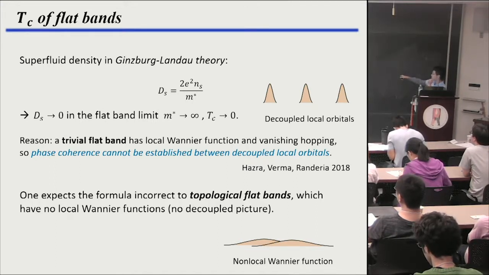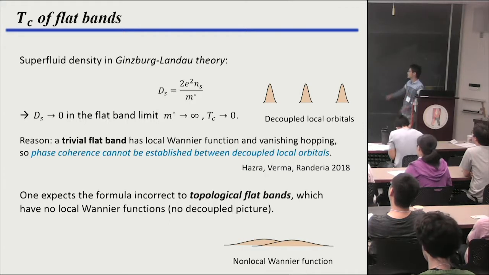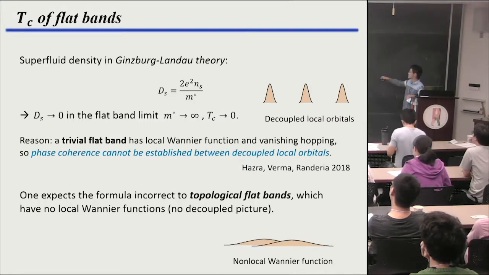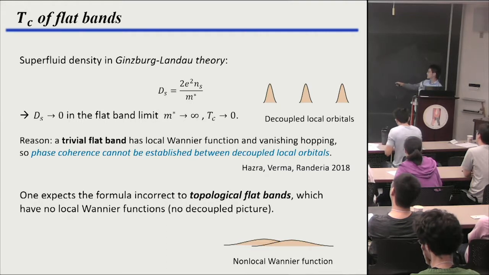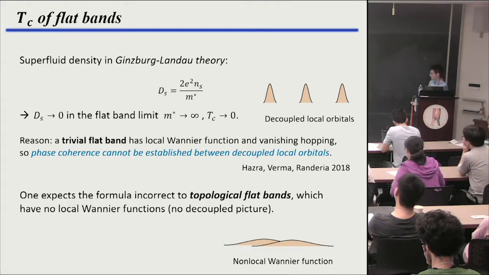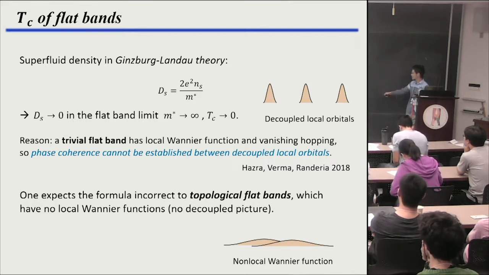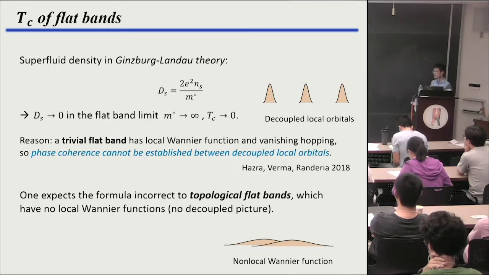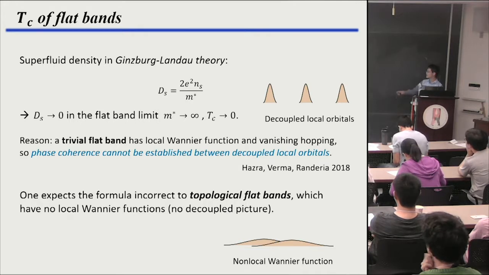If you consider a trivial band, there's actually a picture of why the phase stiffness goes to zero. Basically, if you have a trivial band, you can decouple them into local Wannier functions, and in the flat band limit, these Wannier functions just don't have hoppings in between, so they just behave as decoupled orbitals. Each orbital, of course, can have a pairing, but nearby sites won't have a strong correlation. So that basically says this phase stiffness goes to zero. But for topological flat bands, recall that if we insisted on writing a tight binding hopping model for the topological band, it will have non-local Wannier functions. So in this case, there will be overlaps between these orbitals, and the pairings on these orbitals should still have a correlation.